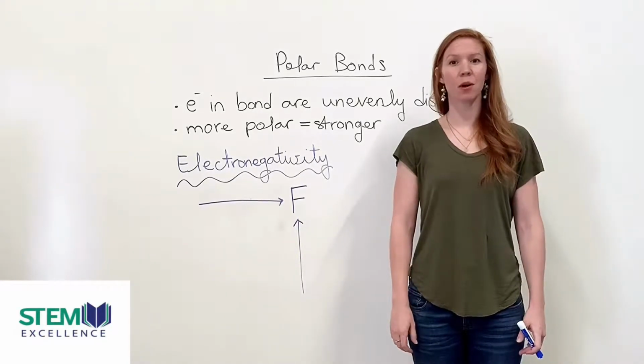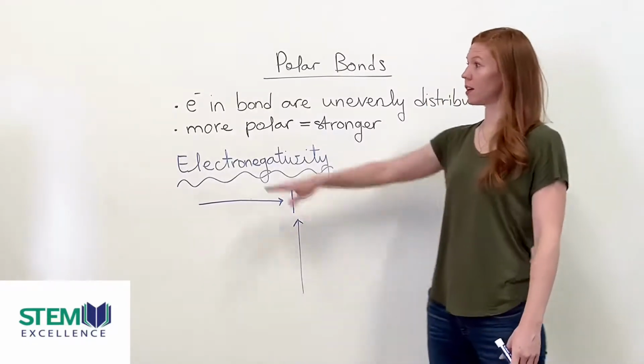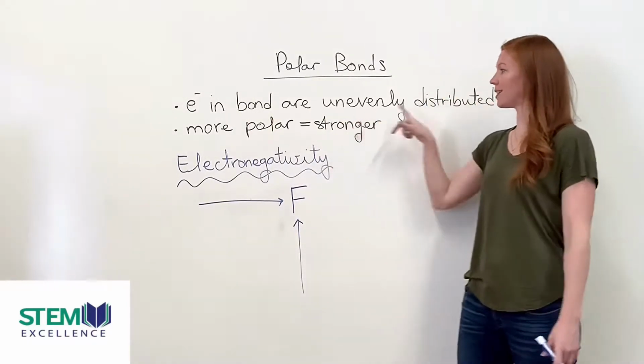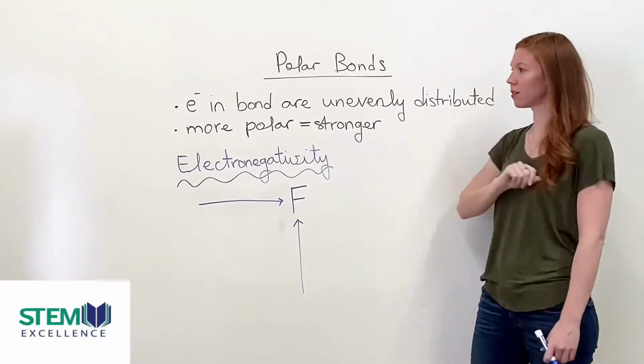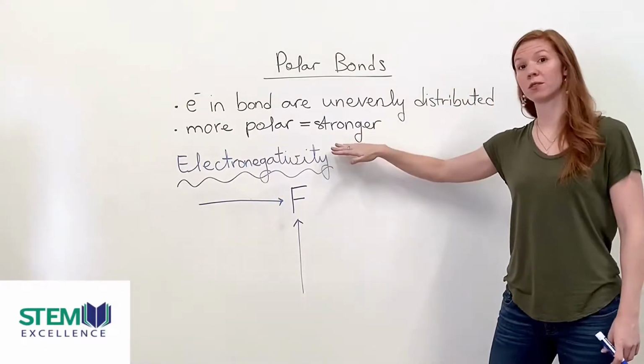Today I want to talk about polar bonds. A polar bond is just a bond in which the electrons are unevenly distributed. The more polar a bond is, the stronger it's going to be.